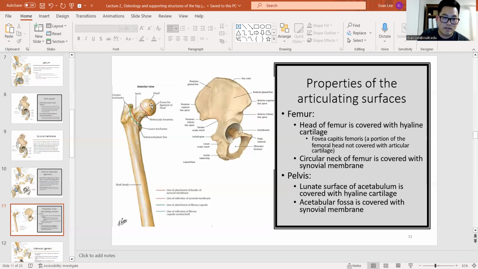So along with synovial fluid and the articular hyaline cartilage, these bones hopefully will be able to be in good contact, but also be able to protect themselves from each other. So hyaline cartilage covers the head, but with one exception, it doesn't really go along the fovea of the femur.